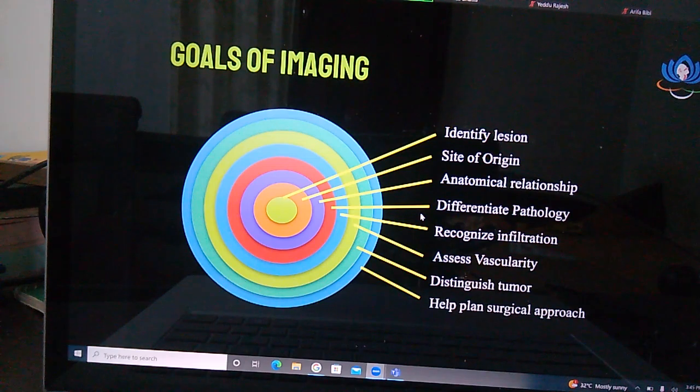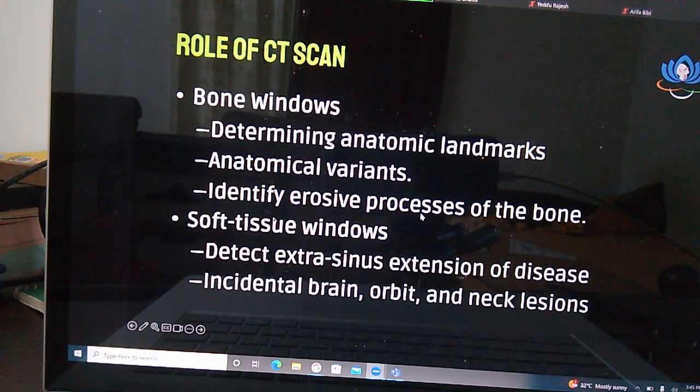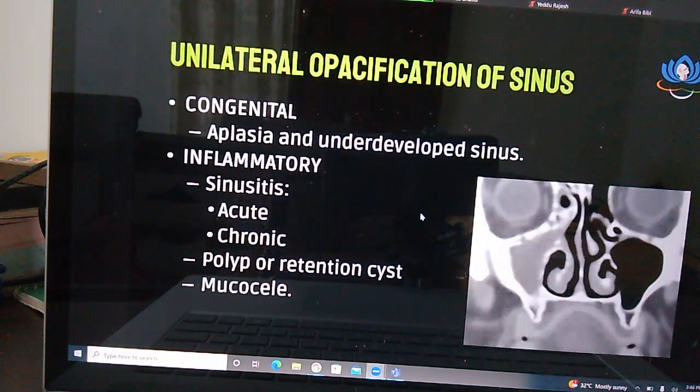So we should keep this in mind whenever we study any imaging film, either CT or MRI. Role of the scan: we take both the bone windows as well as the soft tissue windows. The bone windows help in determining anatomical landmarks and anatomical variants, which we learned earlier, and identify any erosive process of the bone. Whereas soft tissue windows detect extra-sinus extension of the disease beyond the sinuses. And also incidental brain, orbit, or neck lesions we can identify on scans, very important.